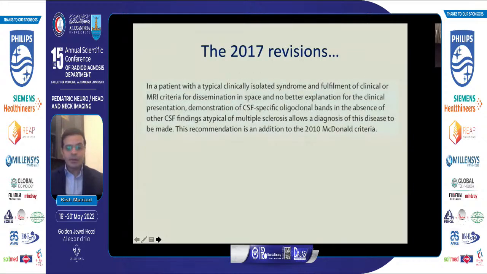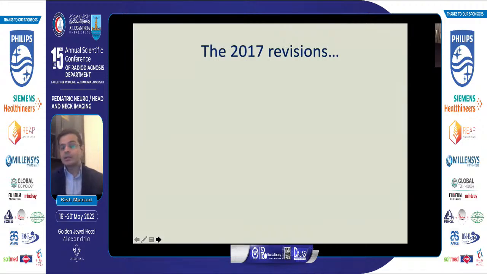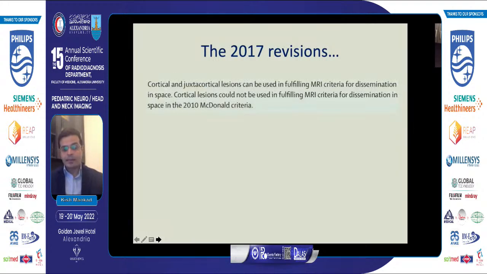First of all, you can read the full text, but the key message there is clinically isolated syndromes, which are commonly seen, can also be given a tag of multiple sclerosis if the CSF shows specific oligoclonal bands. Second, we do not have to have only symptomatic lesions on the MRI to call them relevant. Symptomatic and asymptomatic lesions, wherever they are, are equally relevant. It could be brain or even in the spine, to confirm the dissemination in time and place.